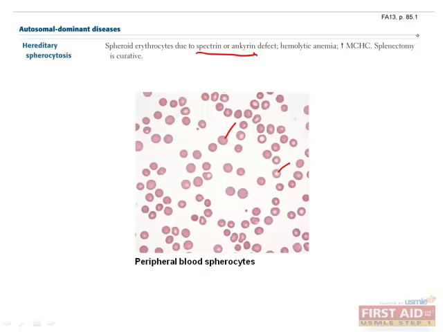These abnormally shaped red blood cells are destroyed in the spleen, resulting in hemolytic anemia, and it's diagnosed by looking for an increased MCHC on lab tests, which indicates the concentration of hemoglobin in a given volume of erythrocytes. A splenectomy is curative because then the erythrocytes won't be destroyed and won't cause problems.